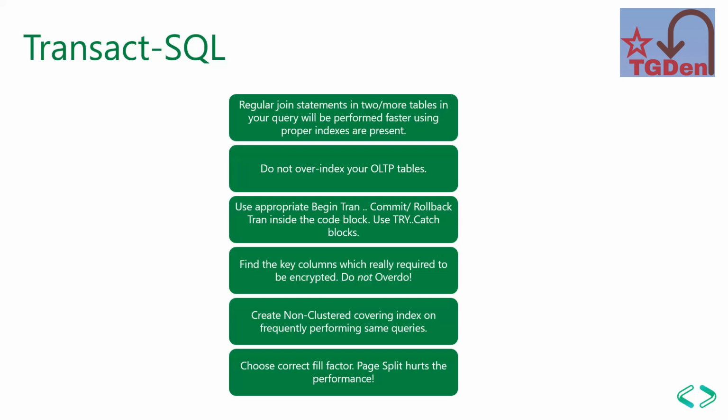That's the logic. So instead of that, do not try to create 100% fullness. Try to create maybe 70 to 90%. In that range, you try to create a fill factor, right? So that way page splits would be reduced, and definitely that's better for your overall performance, obviously. So keep in mind those considerations.